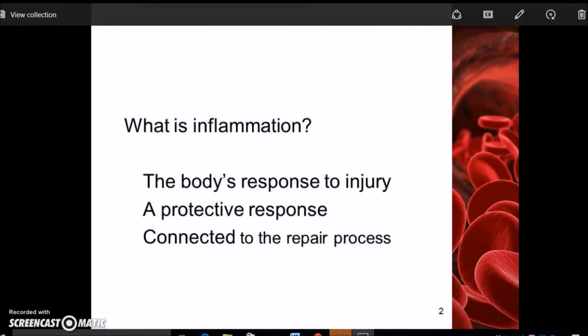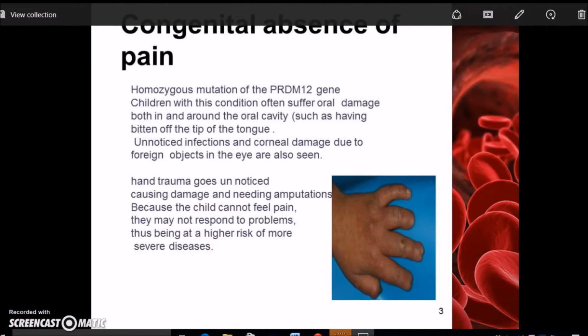So inflammation in a textbook, the typical definition would be that it's the body's response to injury or trauma. It's usually thought of as a protective response, and it's intimately connected to the process of repair of tissues. Here's an example of how important inflammation and pain are.